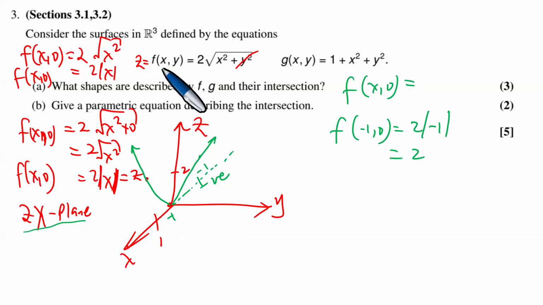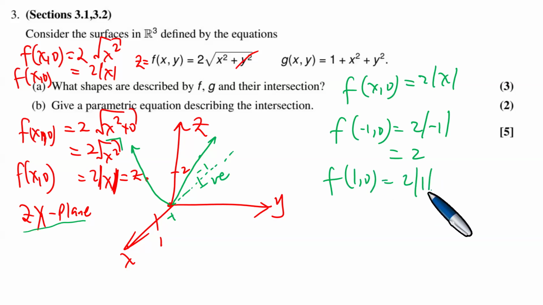But now, if x is 1, put it here, because the formula we have created is f of x, 0, and therefore it is 2 times the modulus, because the square root of x squared is the absolute value of x. So if x is 1, then you have 2, because the absolute value of 1 is 1, times 2 is 2. And then it's going to produce a V. This is called the absolute value graph.